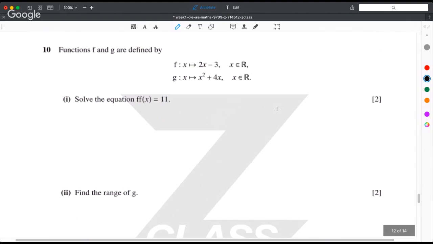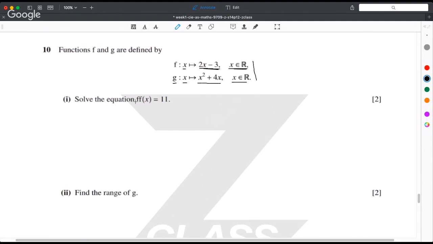Okay, last question. We're given these two functions and some fancy mathematical notation. All this means is that f is the name of a function, and what it does is that it maps x to 2x plus 3. So whatever x is, it gets mapped to 2x plus 3. And we're told that the domain of this is the real numbers. Same thing goes for g. g is the name of the function. What it does is it maps x to x squared plus 4x. And its domain is that x is the real numbers.